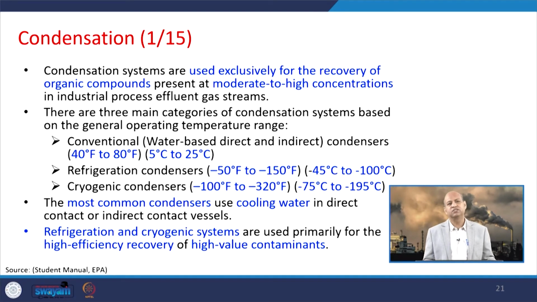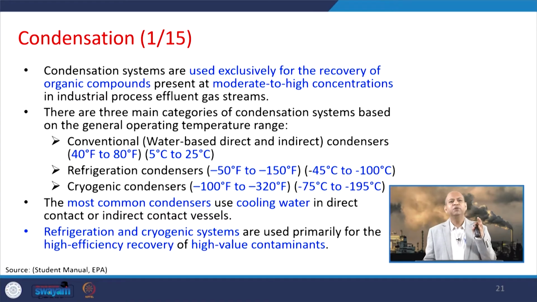Now, next is condensation. Condensation basically means to reduce the temperature and recover something which is in the vapor form, so that we can convert it into liquid form. Condensation systems are used exclusively for the recovery of organic compounds present at moderate to high concentrations in industrial effluent gas streams, and which are valuable, meaning they are expensive to buy. So, it is better to recover them rather than releasing them into the atmosphere.